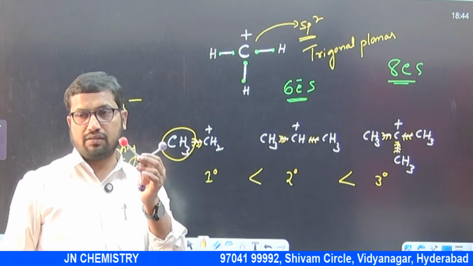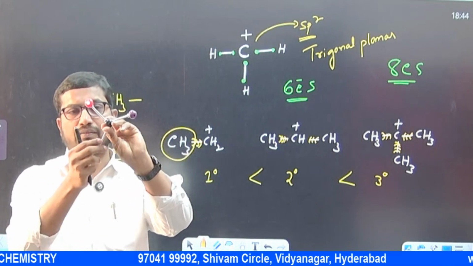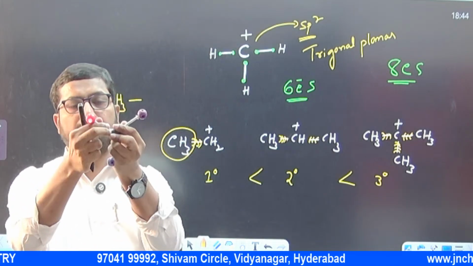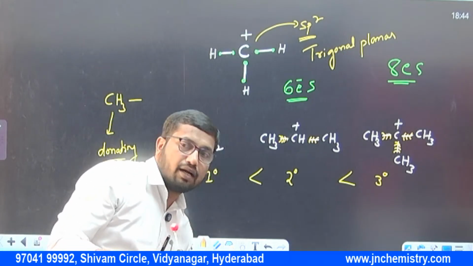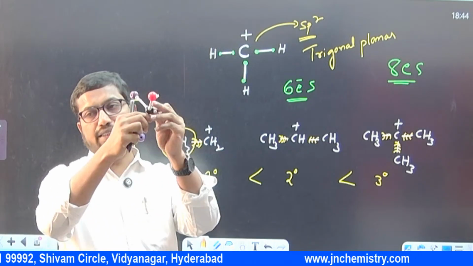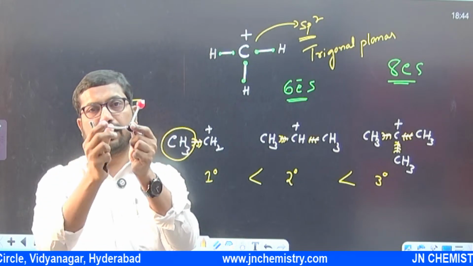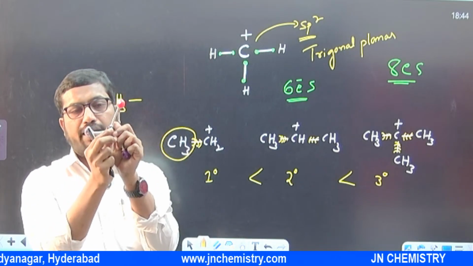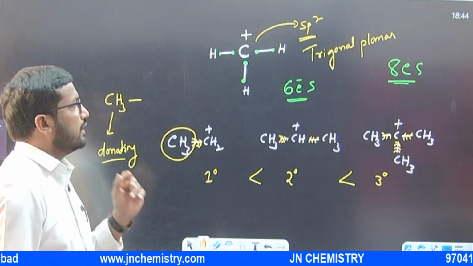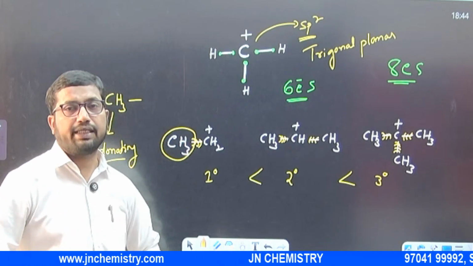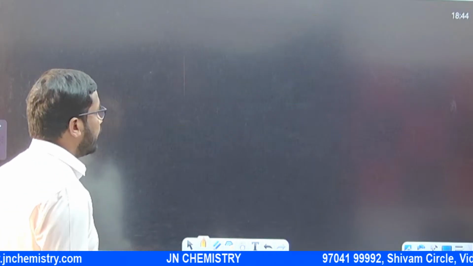So like this, 3 are there, 3 are in the same plane, right? Trigonal planar shape. If one more is coming, that becomes tetrahedral. If 4 bonds are there, that becomes tetrahedral. But here the carbocation is having trigonal planar shape, right? And the most important thing is this carbocation is having a natural tendency of rearrangement.